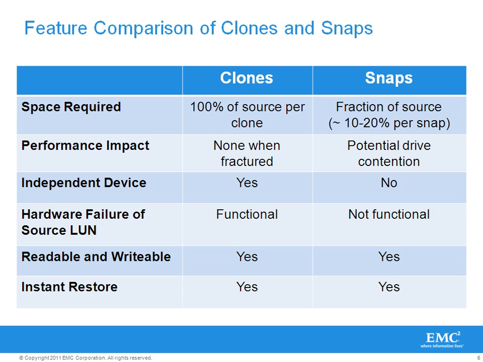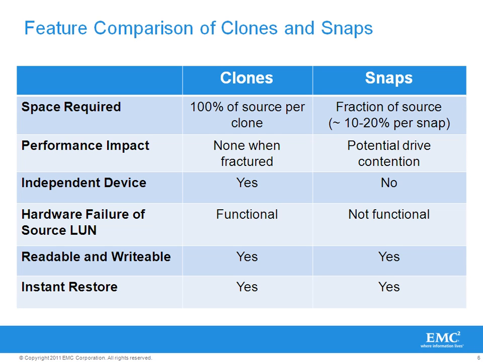Space required. The essential difference between clone and snapshots is that clones are fully populated binary copies of the source and so will require 100% of the source space per clone, whereas snapshots are pointer-based copies of the source, which will only keep track of changed data on the source and so will require approximately 10 to 20% space of the source per snapshot.